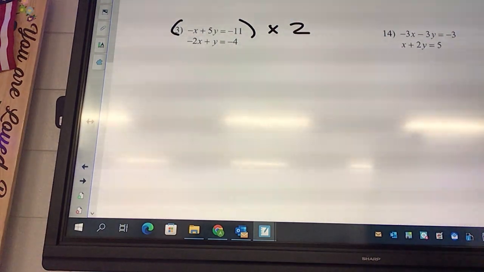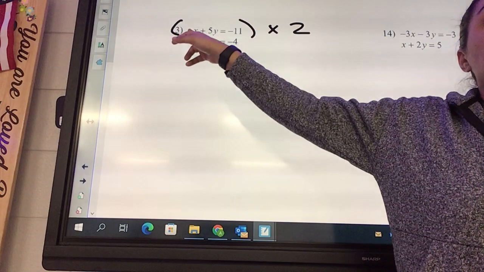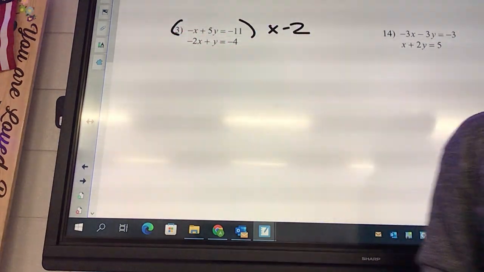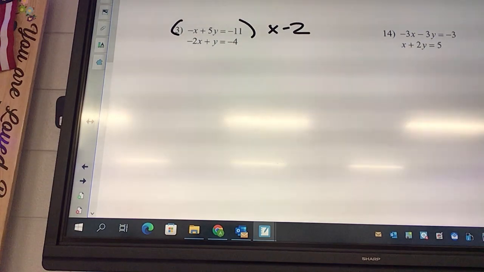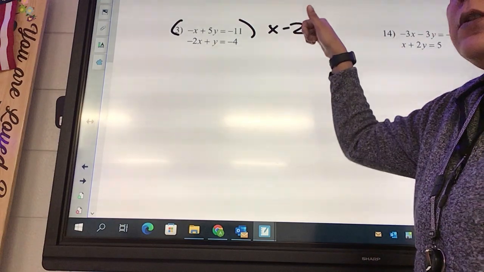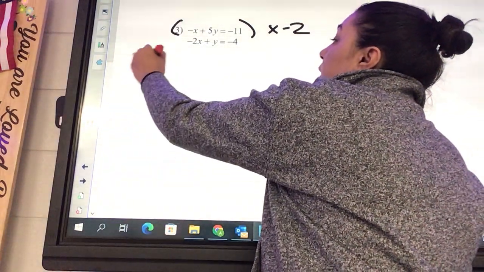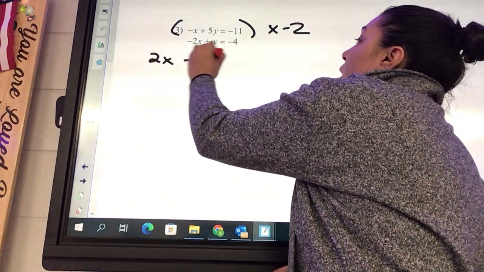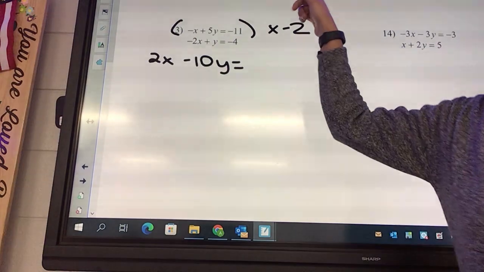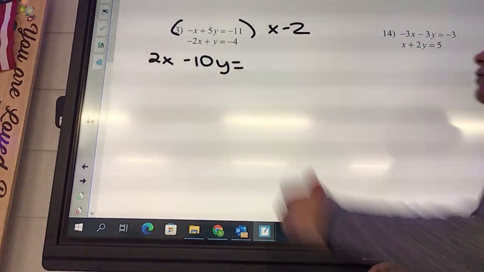Now, you have to look. Do these have same signs or different signs? Same. So then this needs to be a negative. Okay, so now multiply each piece by -2. So -1 times -2, 2. So we got 2x. 5 times -2, -10y equals -11 times -2, 22.